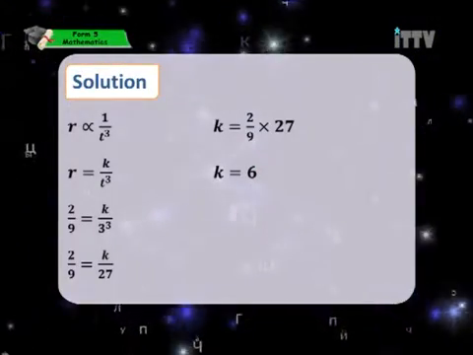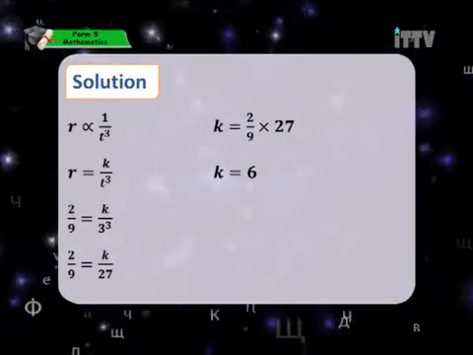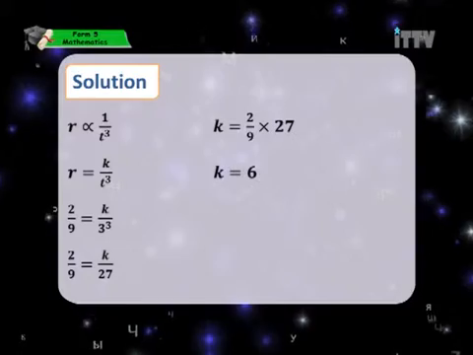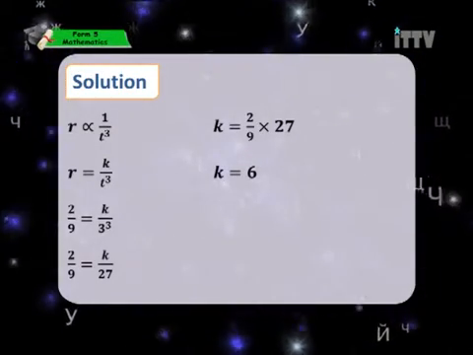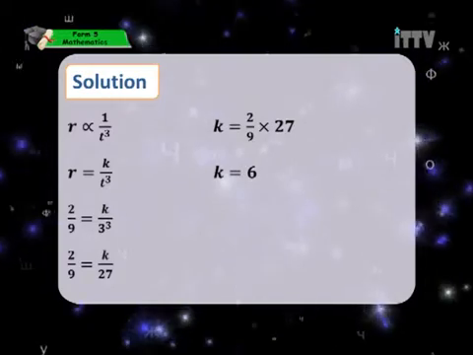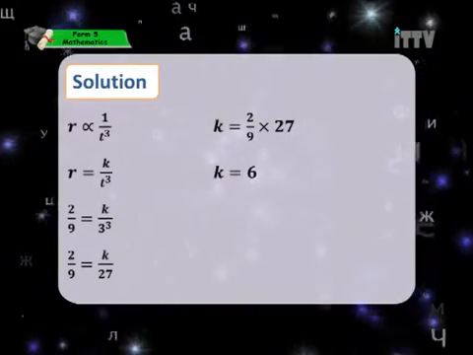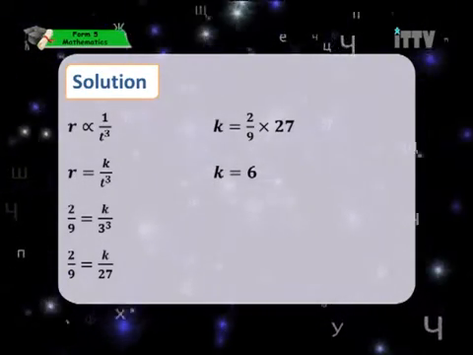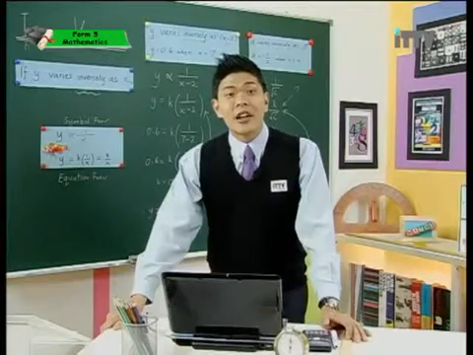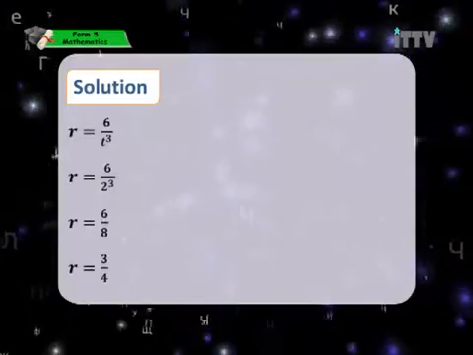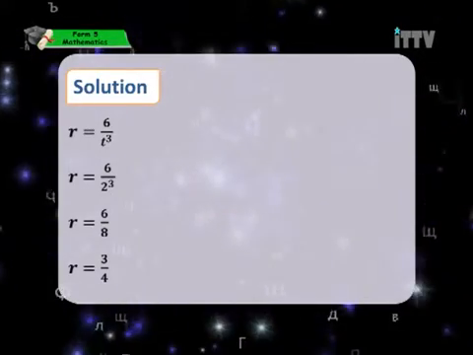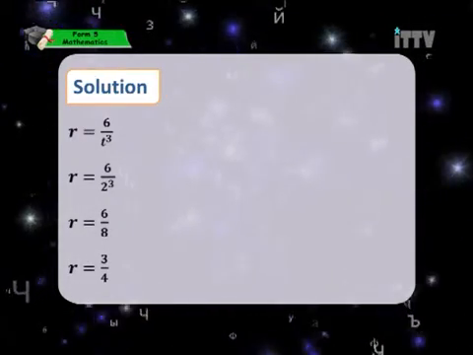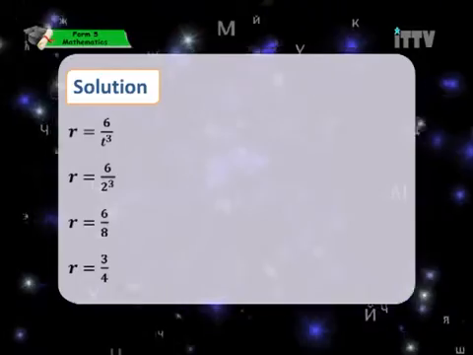So r varies inversely as t cubed, write it in symbol form. r equals k over t cubed, which is equation form. 2 over 9 equals k over 3 cubed. 2 over 9 equals k over 27. k is 2 over 9 multiplied by 27. The value of k is 6. So substitute back the value of k inside the equation. You will get r equals 6 over t cubed. So r equals 6 over 2 cubed. r equals 6 over 8. The value of r is 3 quarters.